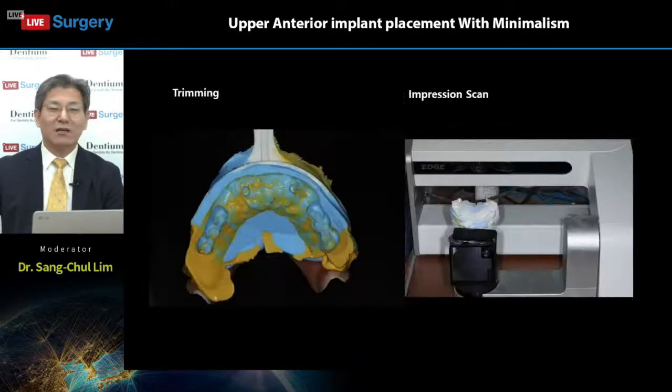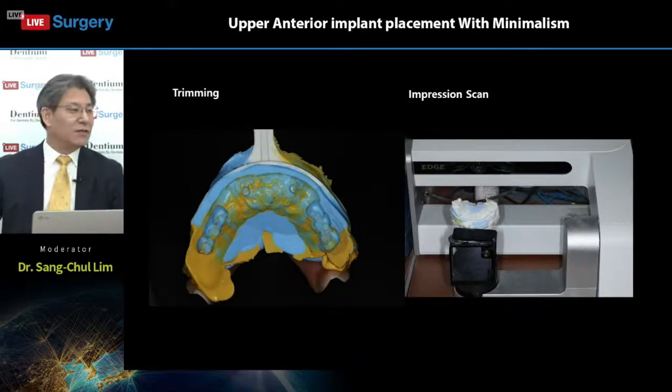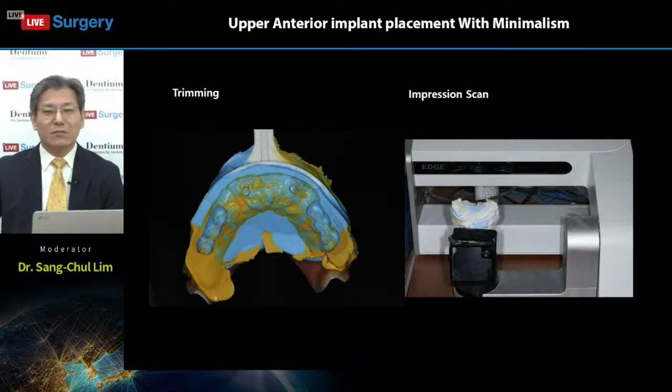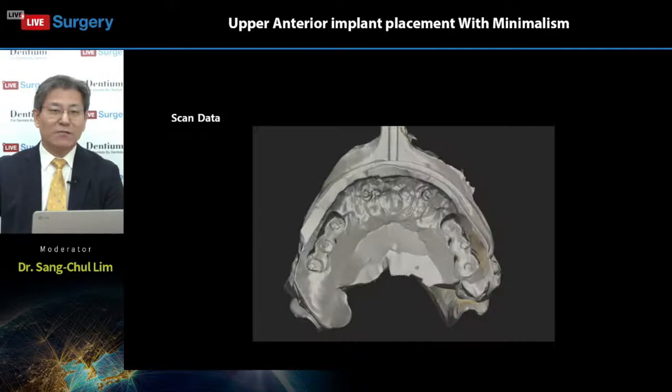After taking the impression, we trim the excess, cutting the excess from these areas, and then put the tray material with the impression into the scanning device, the model scanner. This scanner is more precise and has higher magnification, so it is actually more efficient compared to intraoral scan. So we got the final scan data looking like here.